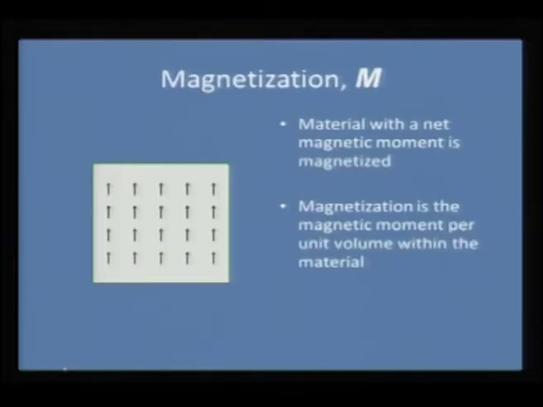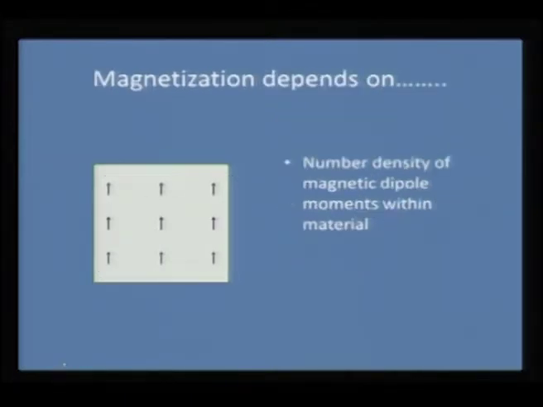First of all, some of the terminologies that we use very frequently in magnetic materials is magnetization, M. A material with a net magnetic moment is magnetized, and the magnetization is the magnetic moment per unit volume within the material. So, that gives the strength of your magnetization M, and that depends on the net magnetic moment in a given area, and also it depends individually on the size of magnetization and the number of such dipoles. So, magnetization that way depends on the number density of the magnetic dipole moments within the material. So, if it is more crowded, then we are talking about more density, therefore more magnetization.